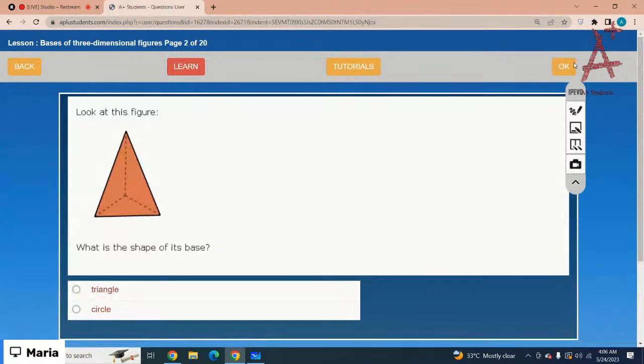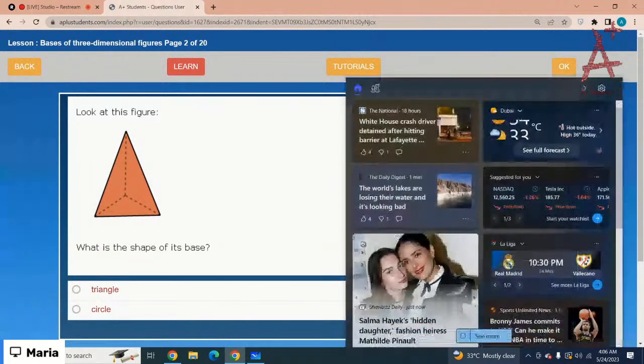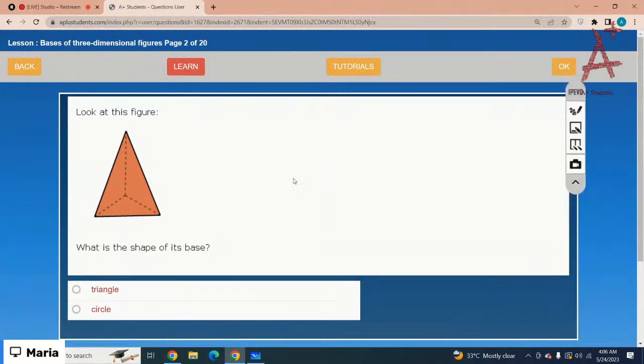Okay, look at this figure. What is the shape of its base? So which is the correct option? That is a triangular prism. So which is the correct option? Yes, triangle. The base of the shape is triangle.